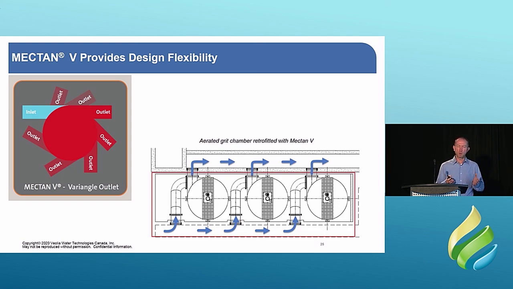It gives people the ability to do retrofits more easily, and that's what you see on the bottom right there, that graphic. That's an aerated grit chamber that was upgraded with Mectan Vs, and you'd need the flexibility of the V to be able to do that kind of a design, and that gives you more capacity. It gives you better grit capture in the existing infrastructure, in the existing basin.